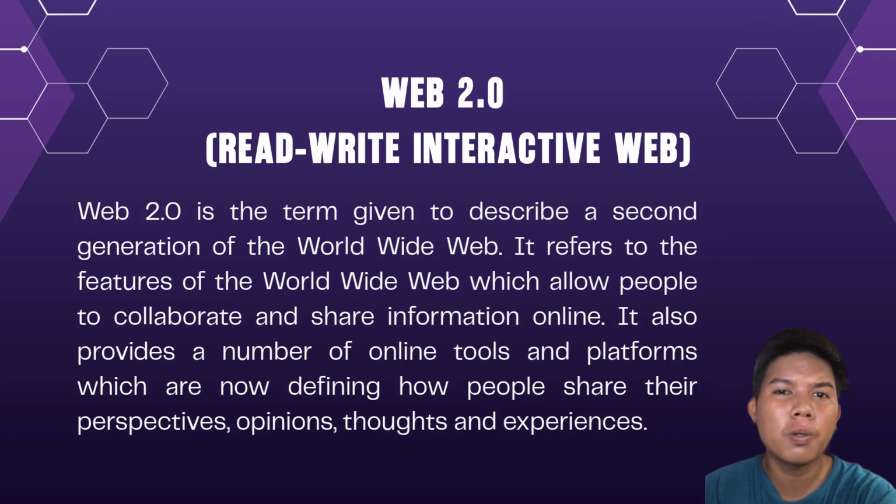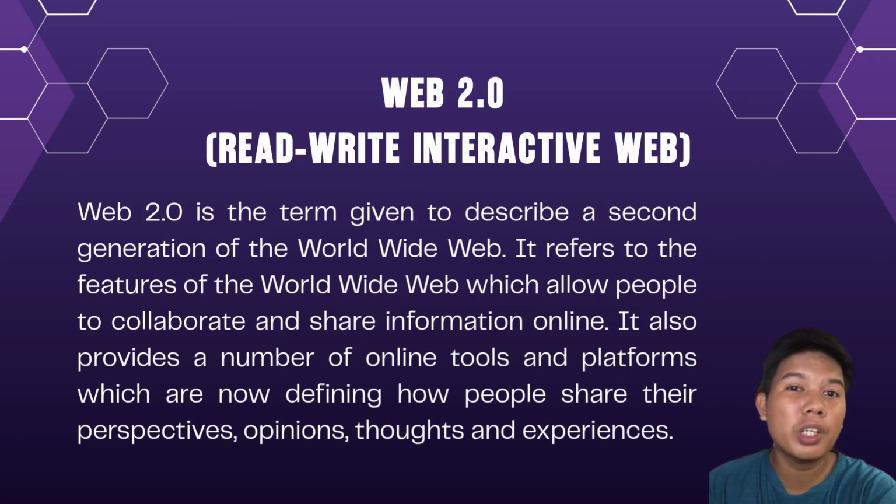So, Web 2.0 is the term given to describe a second generation of the World Wide Web. It refers to the features of the World Wide Web which allow people to collaborate and share information online. It also provides a number of online tools and platforms which are now defining how people share their perspectives, opinions, thoughts, and experiences. This is what we commonly use in our time, where the internet evolved from being just one place to read information into a more interactive and collaborative space.